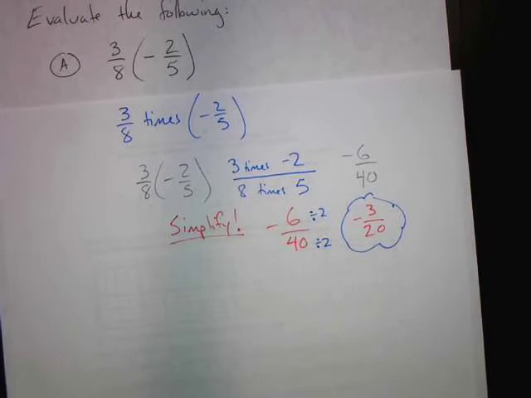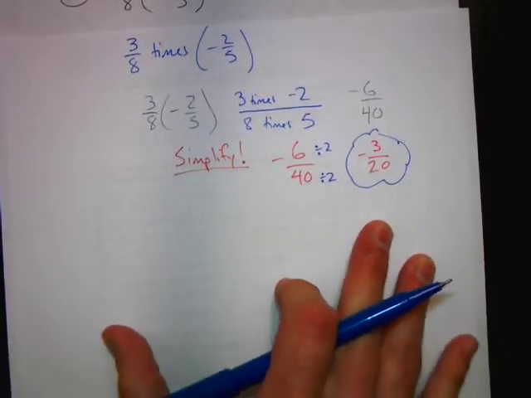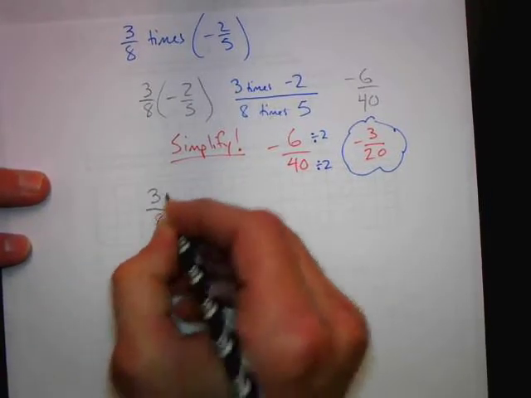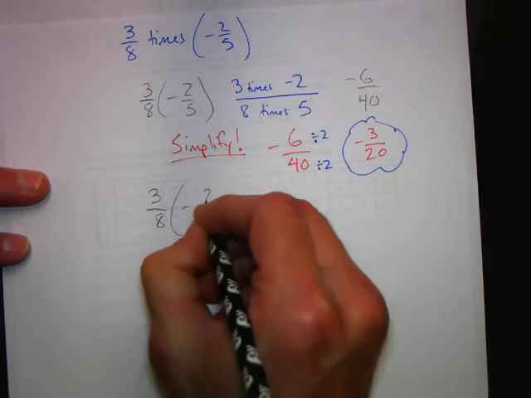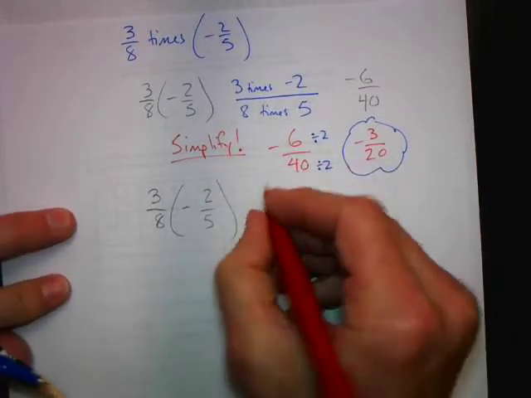So that is how we multiply fractions, but I'm going to show you another way. So I'm going to set the same problem up a different way. We have 3/8 times negative 2/5. There is a trick called cross-canceling.